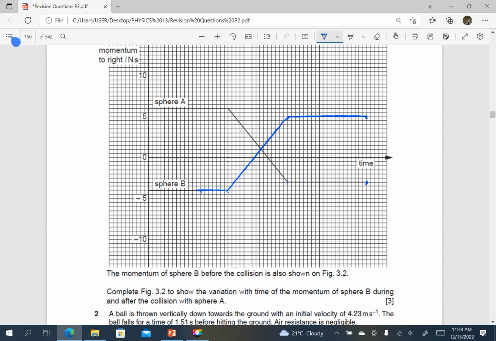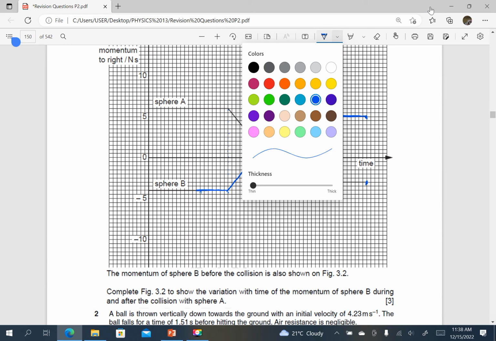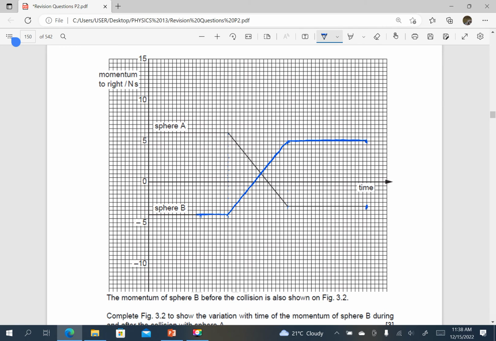An easier way to do this, normally my students tend to find better ways of doing this. So total momentum is going to be using this. Above, for A it was 6, below it was -4, and the total is 2. So total momentum should always be 2. And then the total momentum should remain 2.